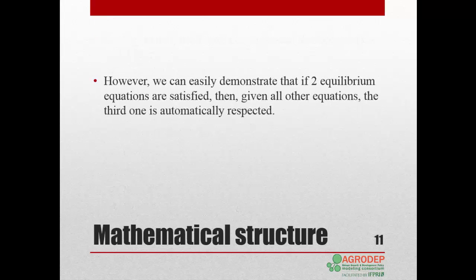At this time, we want to demonstrate that given a system of equations with 3 equilibrium conditions, if two are satisfied, then the third one is automatically verified. This is what we call Walras' law.